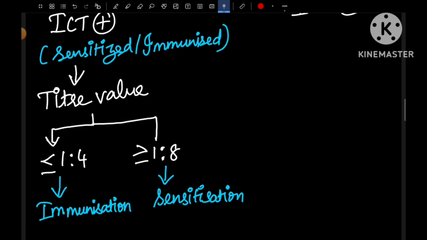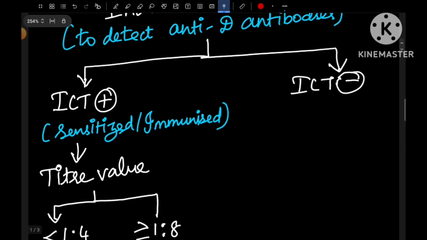So now let's see what it means if ICT is negative. ICT is negative means it is unsensitized.